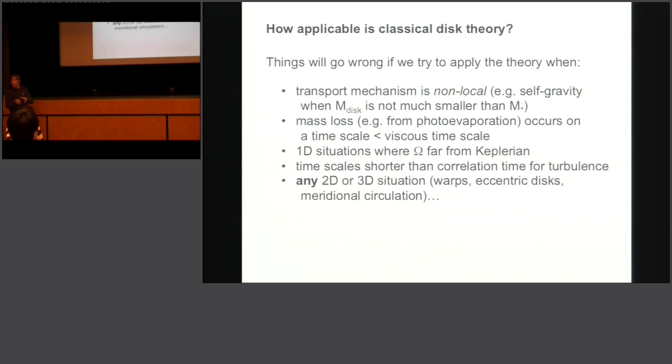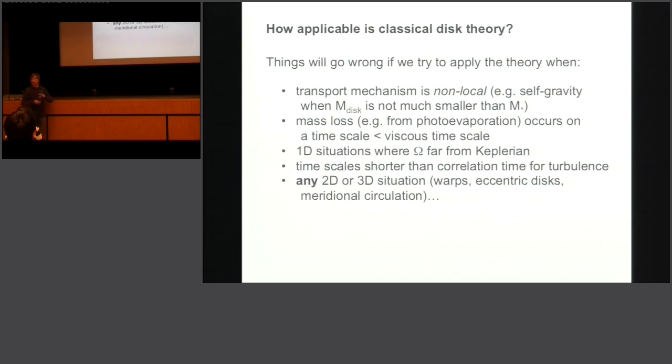Obviously, if we think about very short timescale phenomena, then the properties of the turbulence may be the dominant thing we're seeing rather than the long timescale evolution of the disk. And then finally, most importantly perhaps, we have to be very careful if we go away from one-dimensional situations to two- or three-dimensional situations if we continue to use the same equations that are derived from Navier-Stokes viscosity.